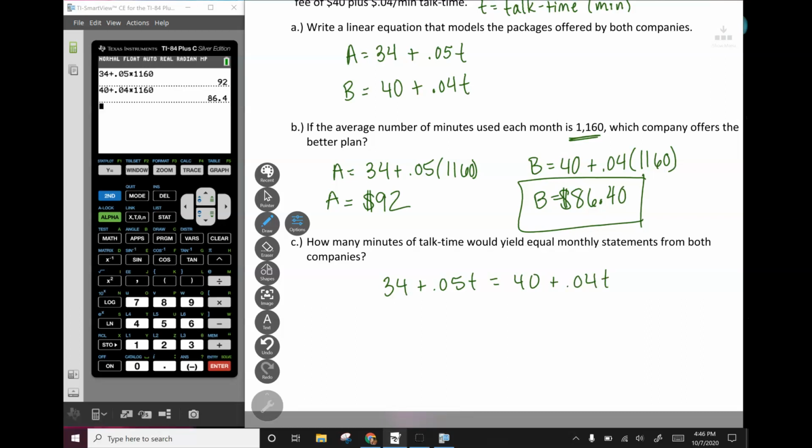So I'm going to subtract the 0.04t on both sides, and that gives me 0.01t. Subtract the 34, so it equals 6. Now you just have to divide by 0.01.